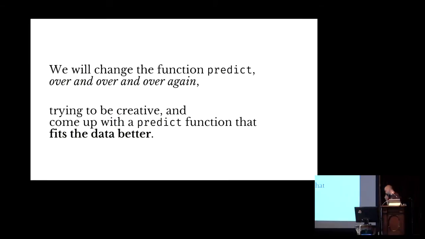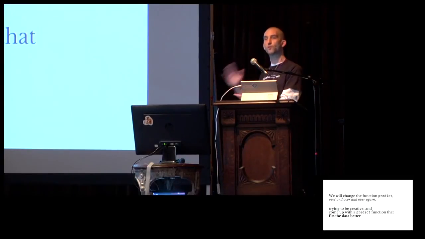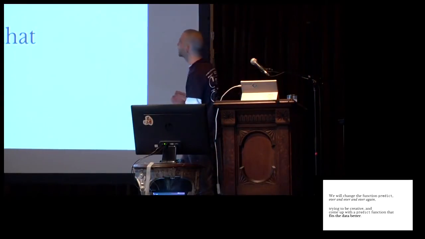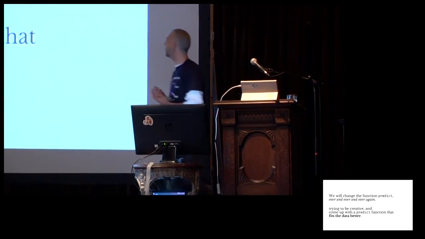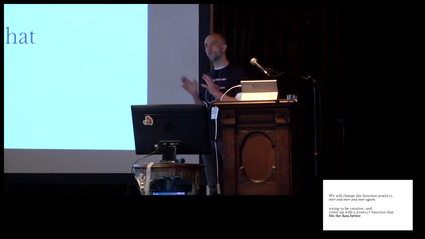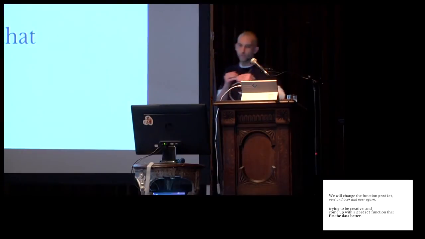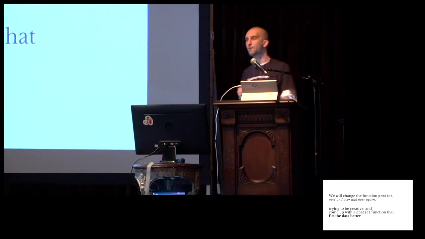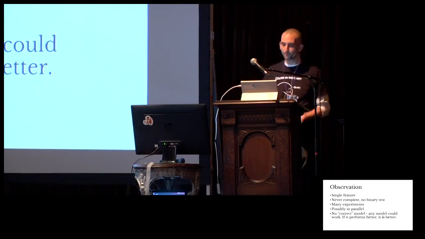We're not trying to write one piece of feature which is going to be done. What we want to do is write a function predict, and instead of finishing that feature once, we're going to change that function over and over and over again. When we change the function, we're trying to be creative and find a function which fits the data better. So we're not going to have a feature which is done or not done. We have something where we try to be progressively better at making predictions.